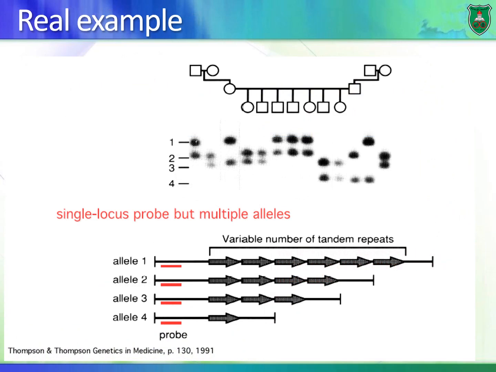Now we can use VNTRs and STRs in paternity testing, in forensic medicine, in diagnostic medicine as well. And this is an example. Okay. So right here in this family, this is known as a pedigree.